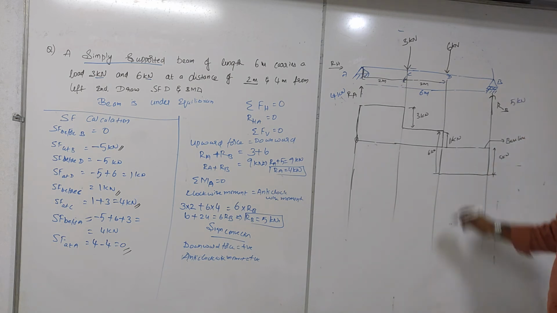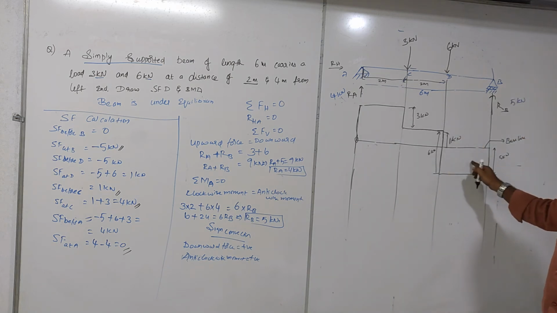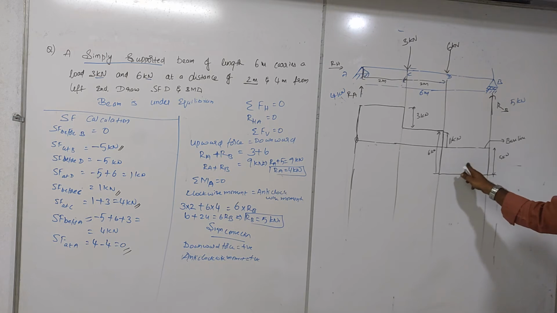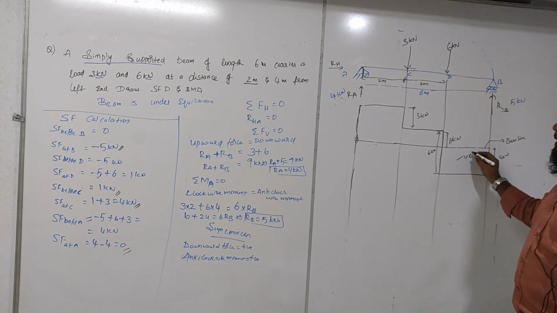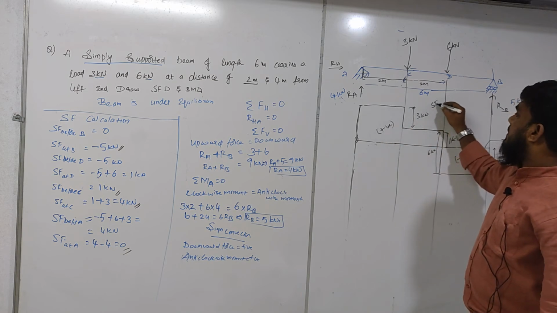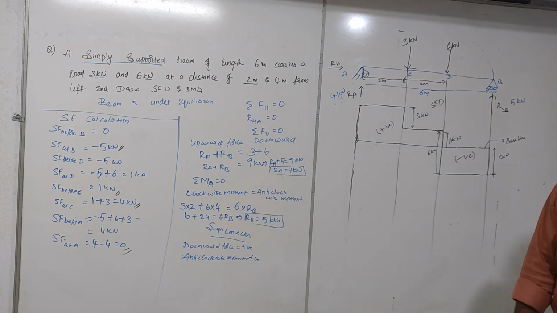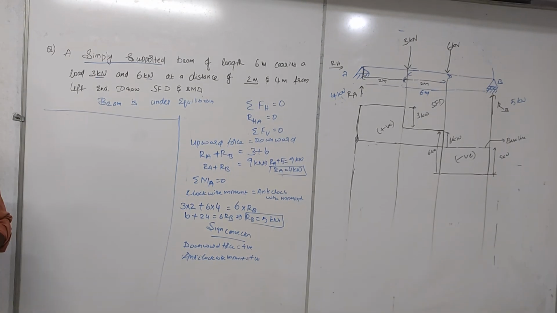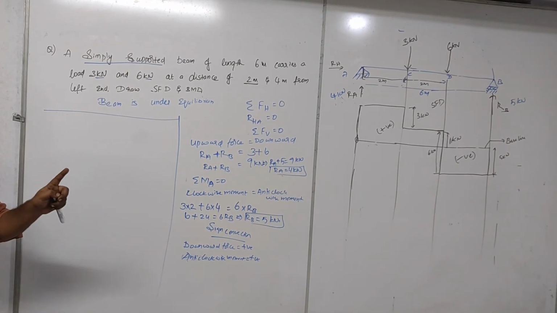Okay. In this way, what is this part, negative part or positive part? Negative part. So we will write negative here. This you will write as positive. So this is your SFD diagram for a simply supported beam. So we have completed the shear force diagram.